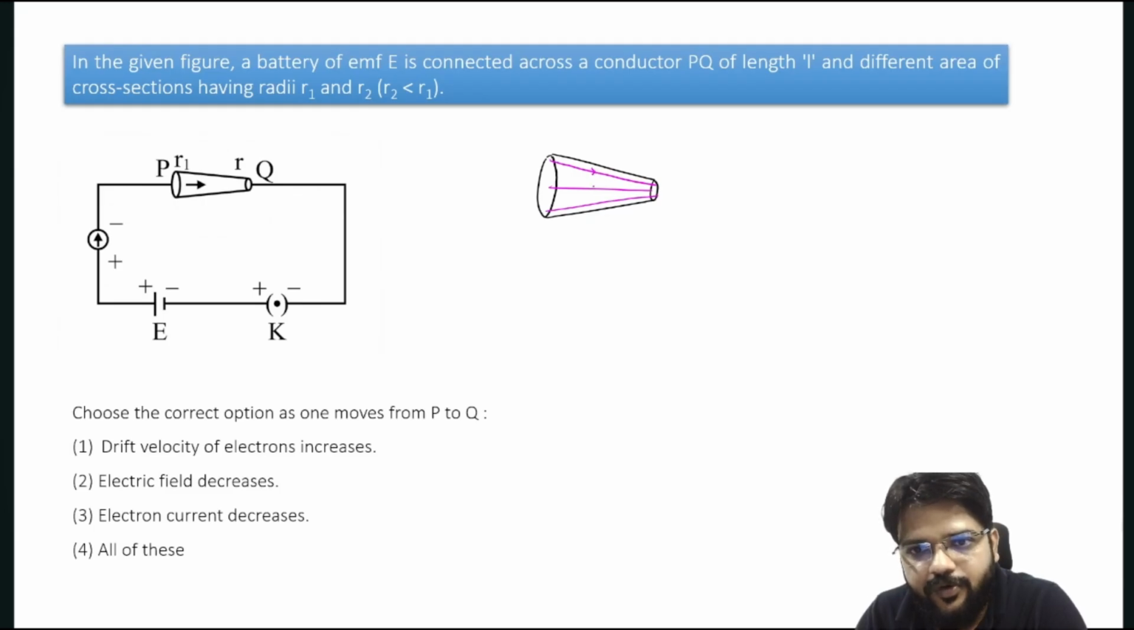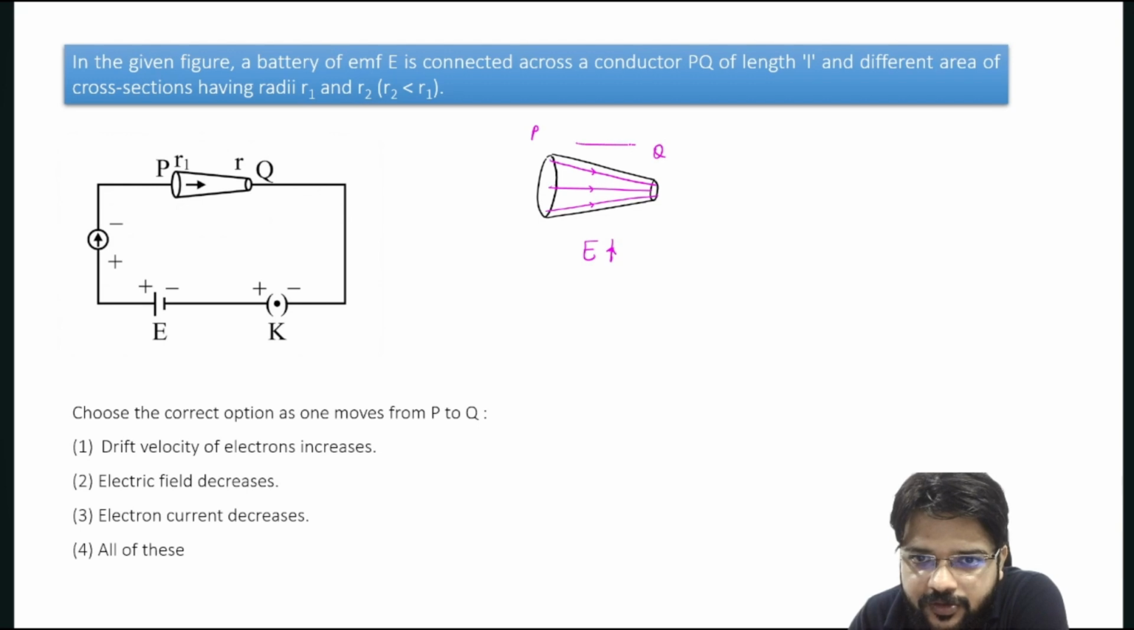Correct? So what we can see here, when I am drawing the electric field, electric field is increasing here. Why? Because at this cross section, separation between the field lines is more. But when I am moving from P to Q, in this direction, separation between the field lines is continuously decreasing. That's why we can say that electric field is increasing here. Correct? This thing we know from the first chapter, electrostatics. All right. So electric field is increasing. This thing is clear to us.